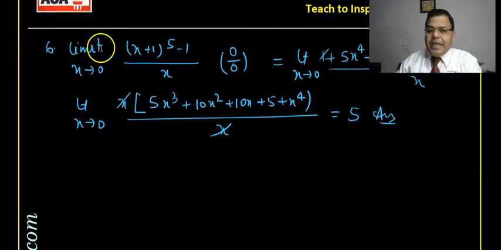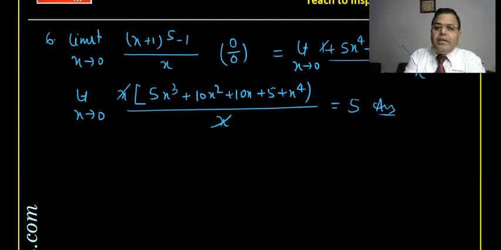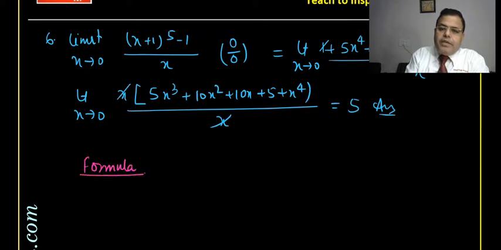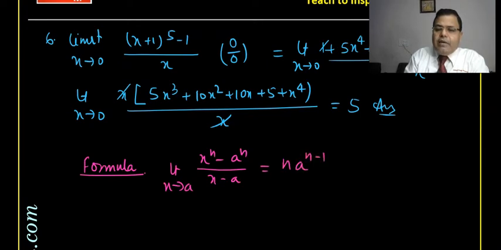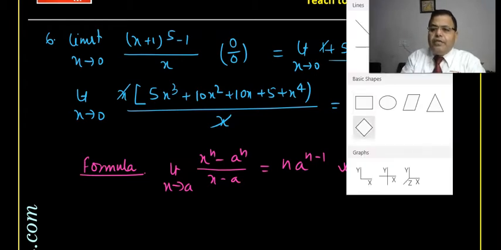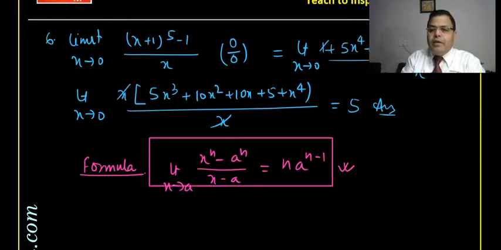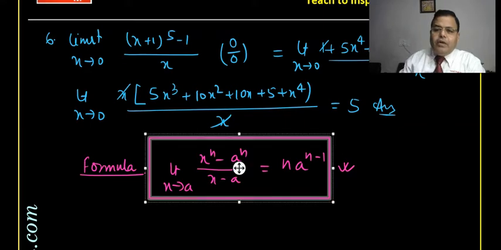But this is not the way you should deal with it, because if the power is 5 you can expand it somehow, but if the power is 10, then how can you do that? So there is a formula that you should know: limit x tends to a of (x to the power n minus a to the power n) upon (x minus a) is n a to the power n minus 1. There is a derivation as well, but no need to go for the derivation. This formula is very useful, and you should use it whenever there is a question like this.